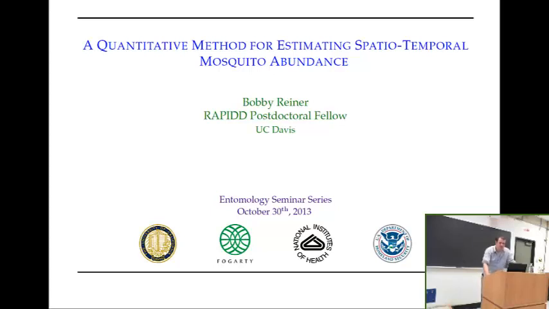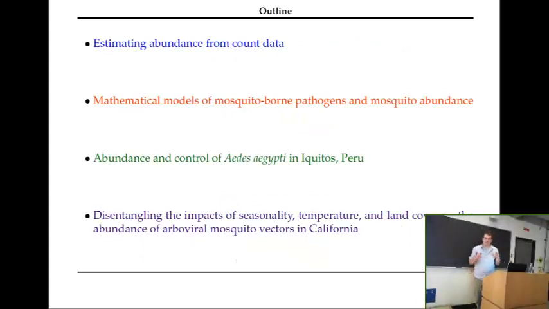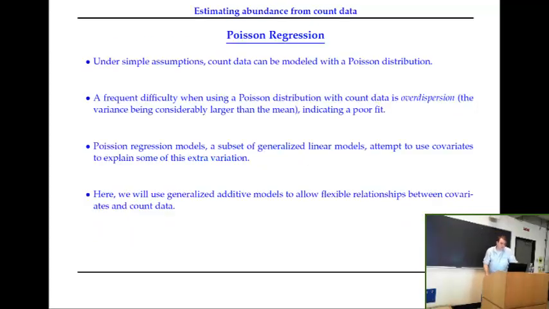The outline of my talk: first, I'm going to give a little bit of background about some simple approaches to estimating abundance from count data. I'm going to give an even simpler overview of mathematical models of mosquito-borne pathogens and let you know where mosquito abundance does, or more often than not does not, fit into those models. And then finally, I'm going to go through two case studies applying the methods I'm going to describe. The first being modeling the Aedes aegypti abundance in Iquitos, Peru, and the second modeling some Culex and Aedes species within California.